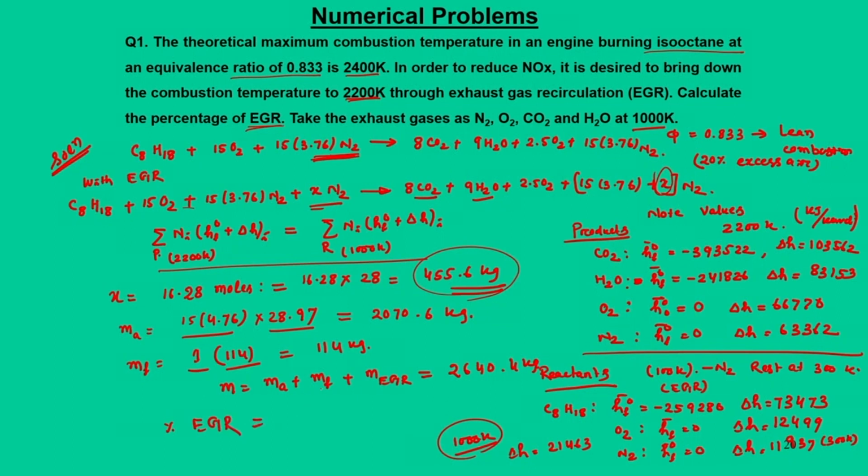The percentage of EGR is 455.6 divided by 2640.4, which is about 17.3%. Basically, when exhaust gas is recirculated in engines, the typical number is limited to within 20% EGR. Only then can we get better, more effective utilization of energy from the fuels in the engines.